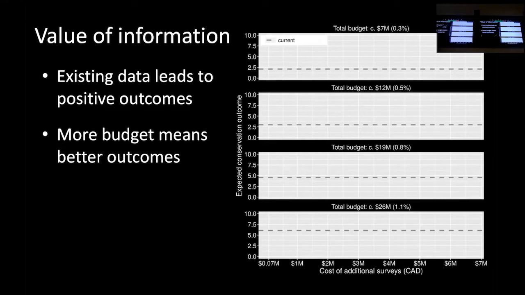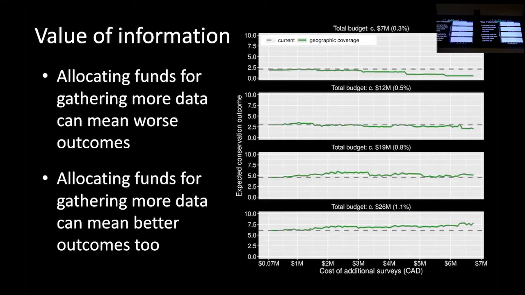So, if we've only got 7 million, we expect to get about 2.5 species adequately conserved. If we have 26 million, it's about 6. So basically, if we have more money, we get a better conservation outcome. That's not really very insightful, but it shows that the math kind of adds up a bit. So let's look at one of these approaches, the geographic approach.